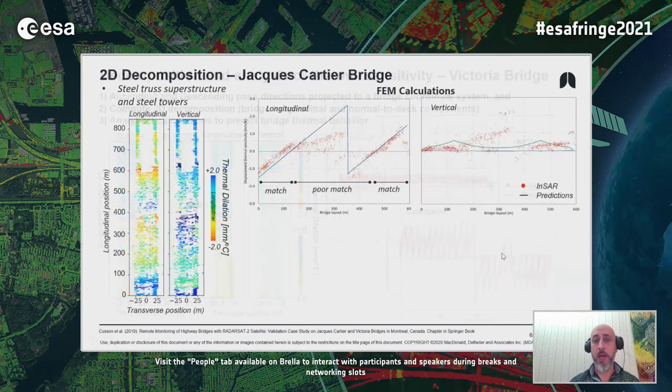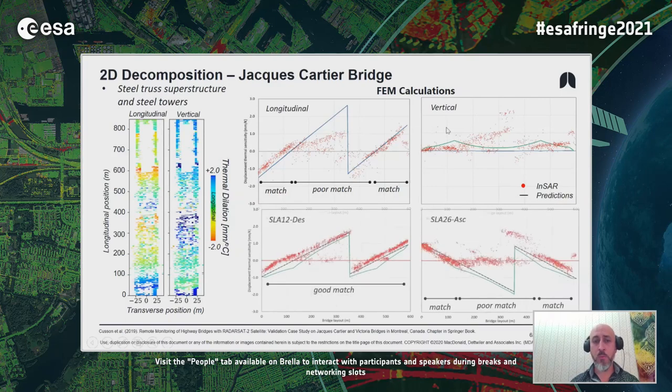Now I have here an example for the Jacques-Cartier Bridge. Here for the longitudinal component, we have a good match in the first 140 and last 140 meters, but the match is very poor in the central portion. It happens for both longitudinal and vertical components.